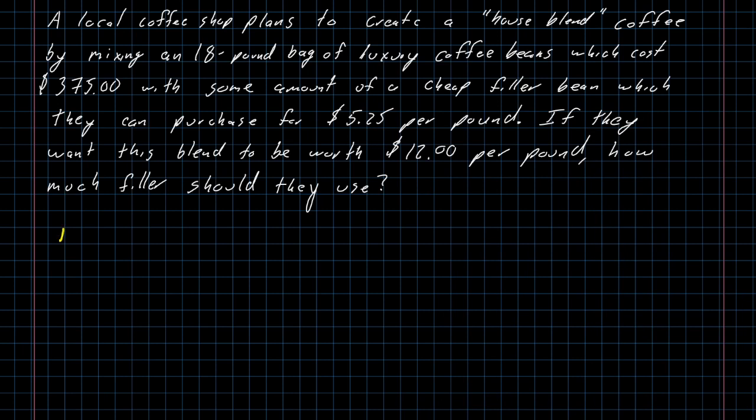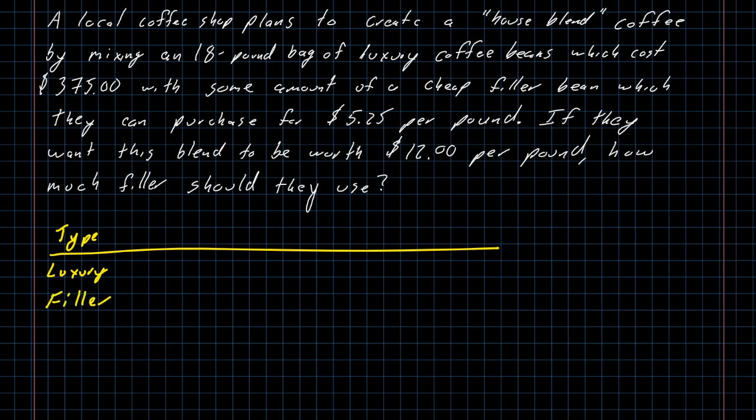So, we're going to have several columns here. The first column is going to be the type. We have the luxury beans. We have the filler beans. And then we have the house blend. Technically speaking, you could leave this column off of the table, but having this column helps you remember exactly what you're doing, so I think it's worthwhile.